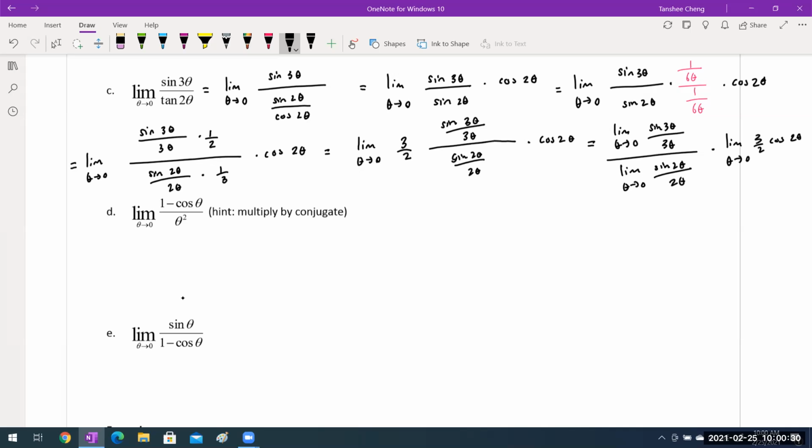So this gives us the numerator is 1 and the denominator is 1, times 3/2 times cosine of 2 times 0. So therefore my final answer is 3/2. That's what I get. So this is like using algebraic manipulations to work on it.